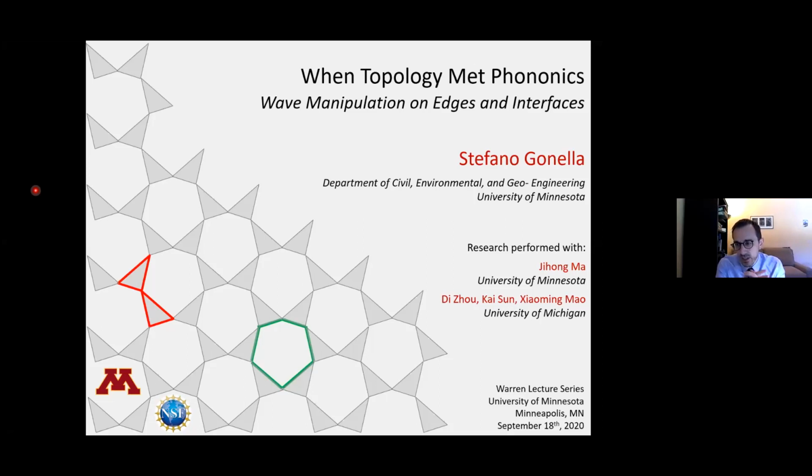The work today is predominantly, I would say almost exclusively, the work of a former postdoc in the group, Ji-Hong Ma, who is now an assistant professor at the University of Vermont. In fact, she's just starting her group at Vermont this month. And this is work done in collaboration with a fantastic group of theoretical physicists at the University of Michigan, namely Kai Sun and Xiaoming Mao, and their former postdoc Bi Zhu, who is currently at Georgia Tech.